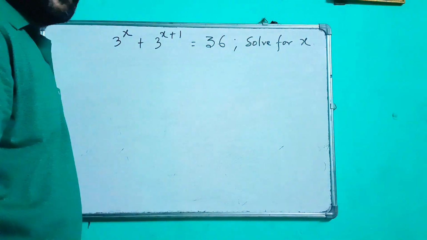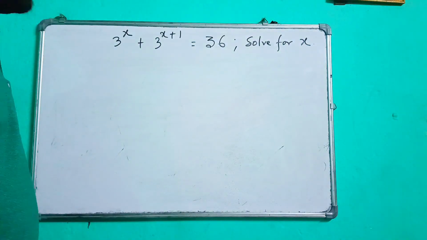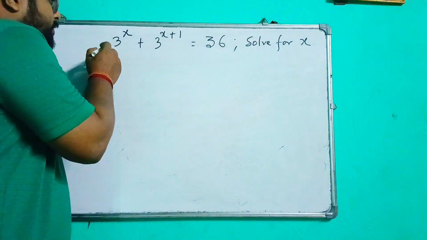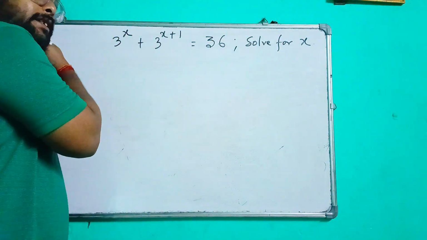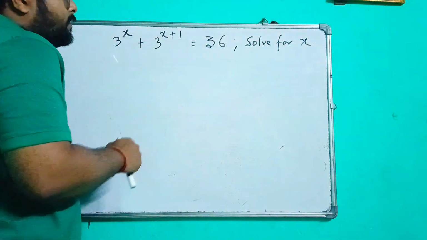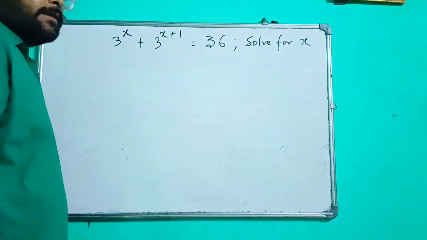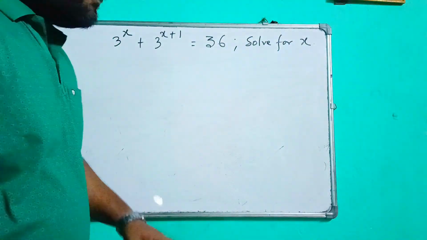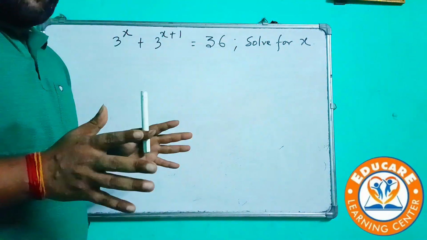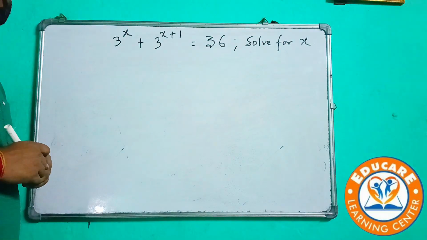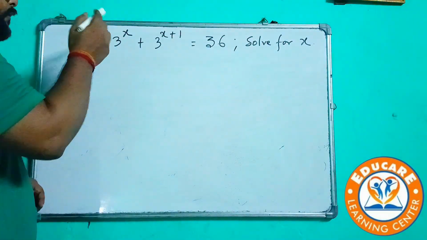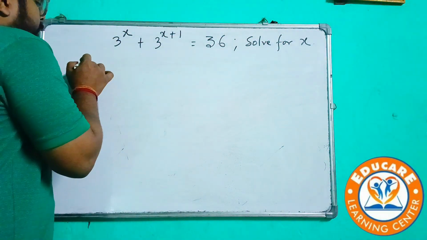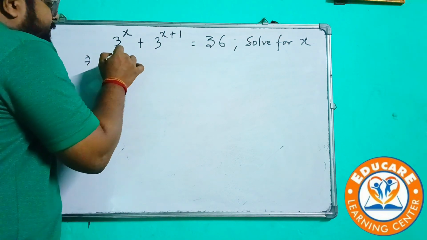Well, today our topic is exponents and we have a very important question: 3 to the power x plus 3 to the power x plus 1 equals 36, and from this equation you need to solve for the value of x. A very easy question, but I have often seen students getting confused in this kind of question. If we look at this equation properly, 3 to the power x, keep it as it is, no need to change.